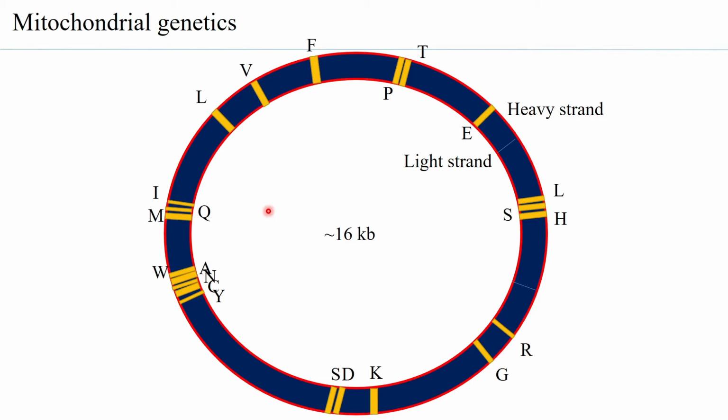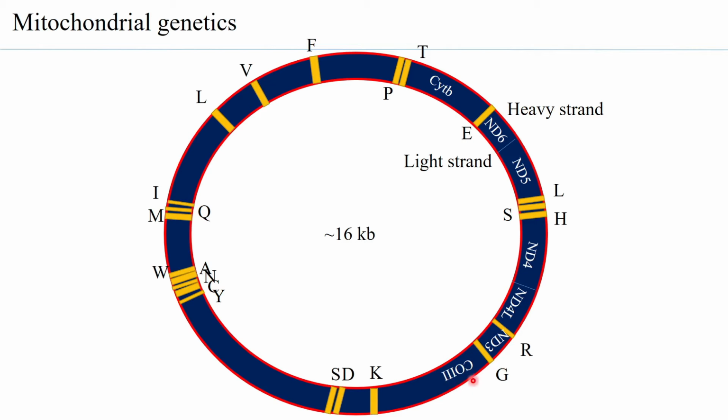Now, apart from these 22 tRNAs, obviously, the genes which are responsible for oxidative phosphorylation in the mitochondria are present. So, here what you see is the cytochrome B complex gene. This gives rise to cytochrome B. Here, these are the genes that give rise to complex 1 of the electron transport system, that of the NADH dehydrogenase complex. So, this is ND6, ND5, ND4, ND4L. You have ND3 over here.